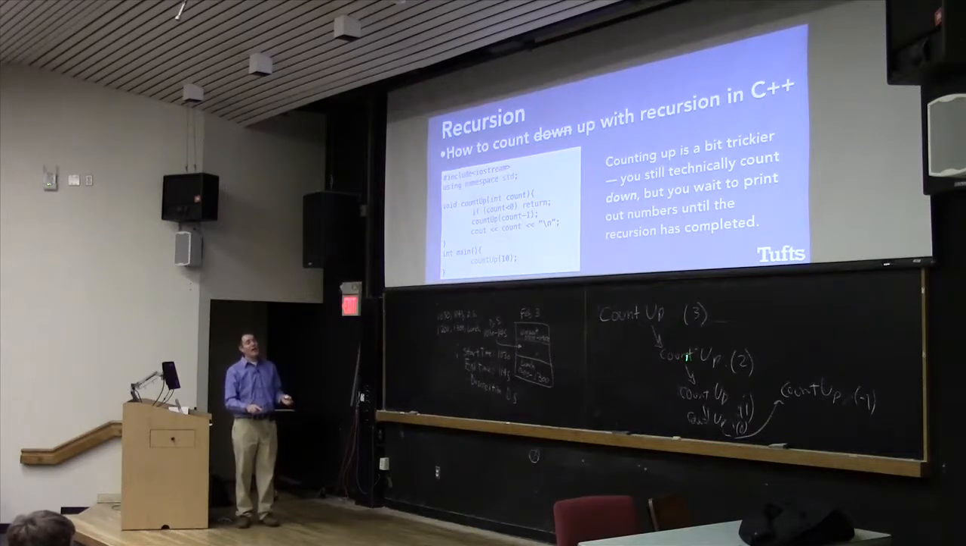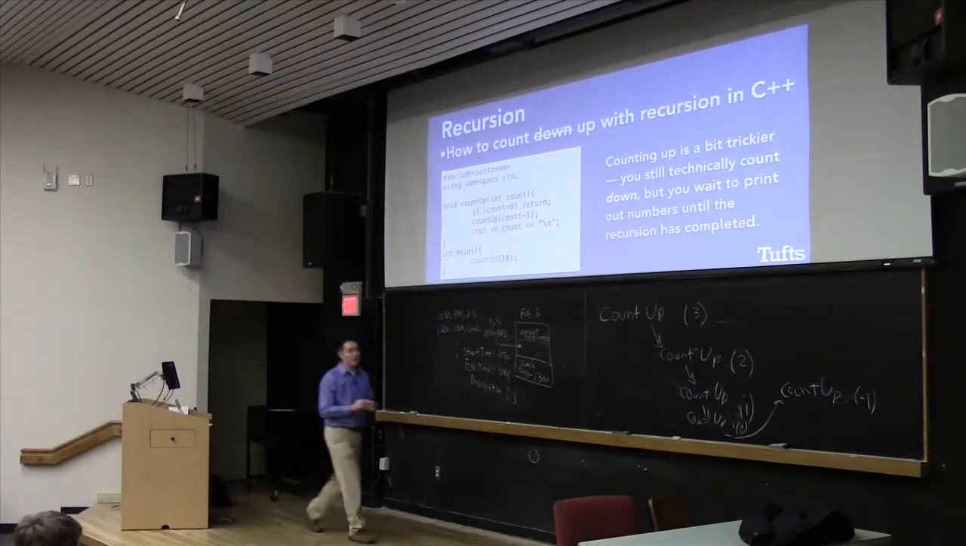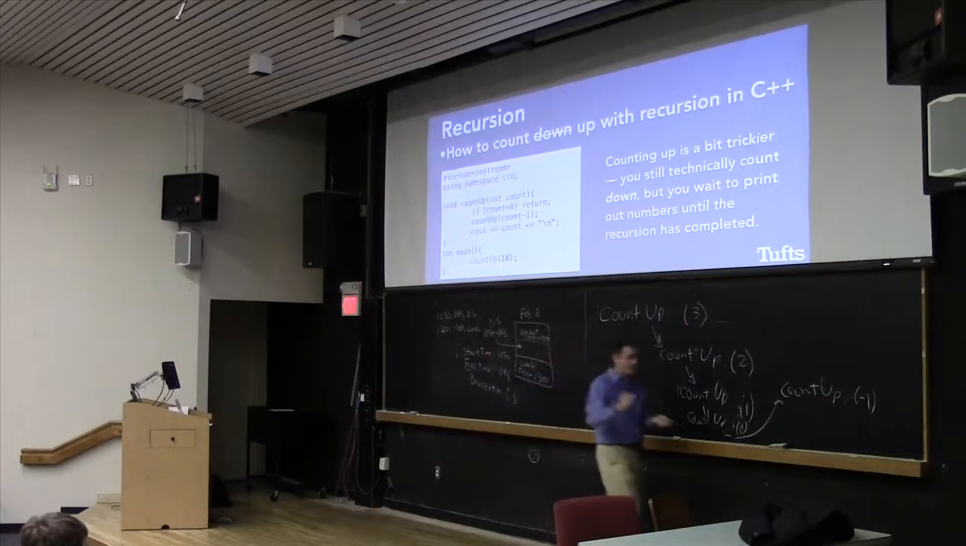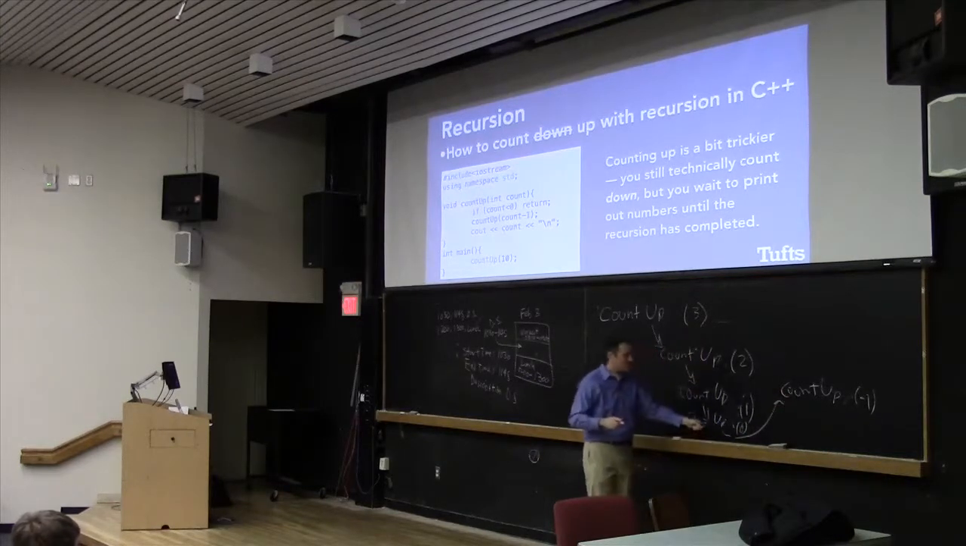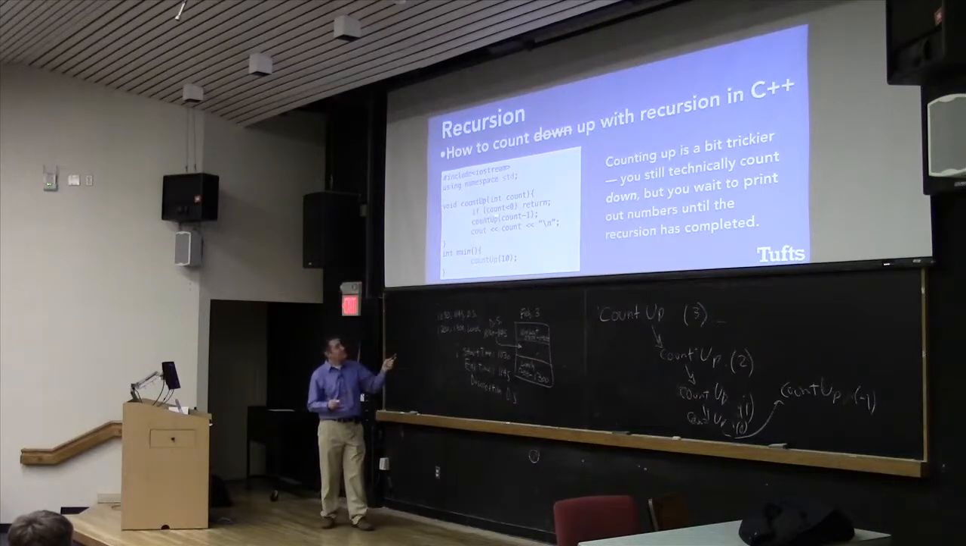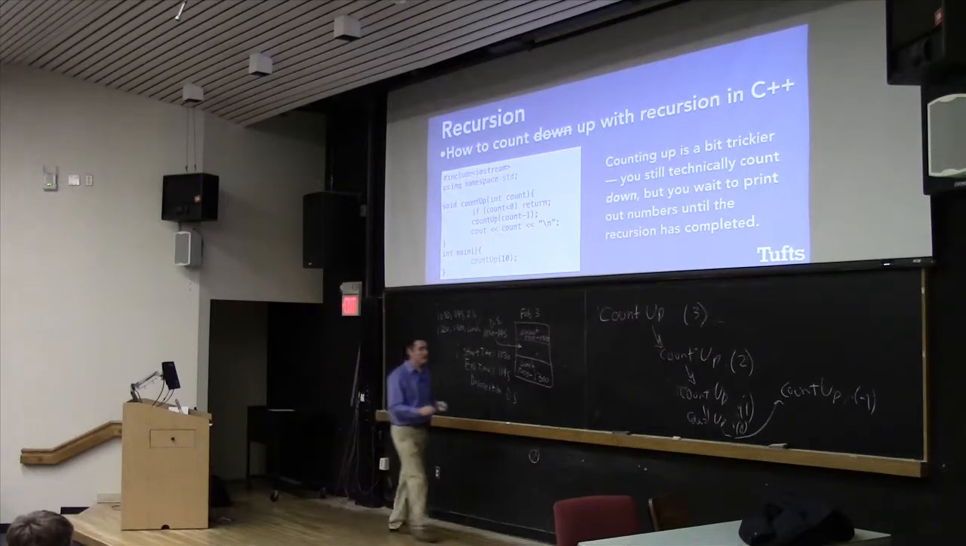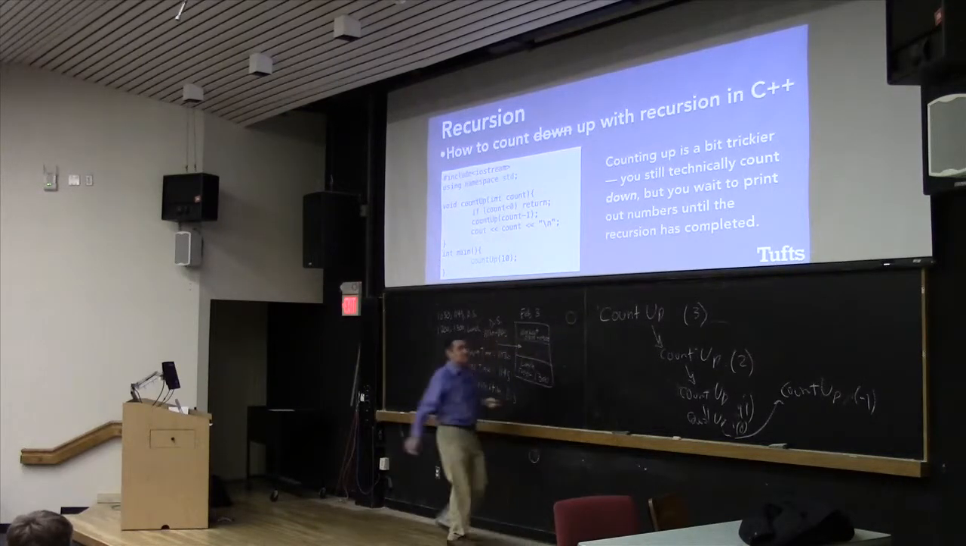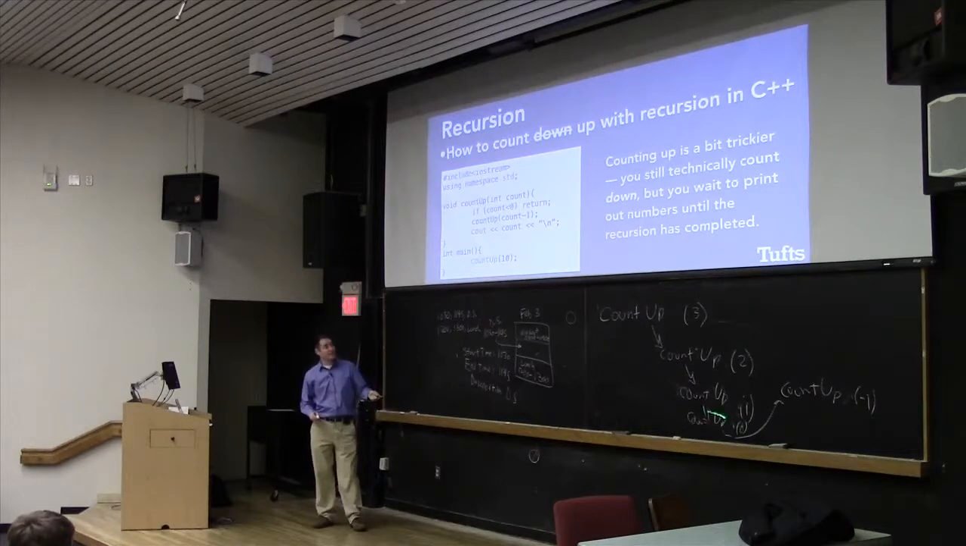Okay? Well, what happens is we get to -1 over here, and we say, OK, we're done. Well, we return to the 0, 1. And the 0, 1, it just finished counting at -1. Then it prints 0. And then it ends.